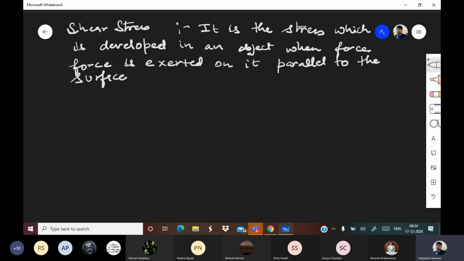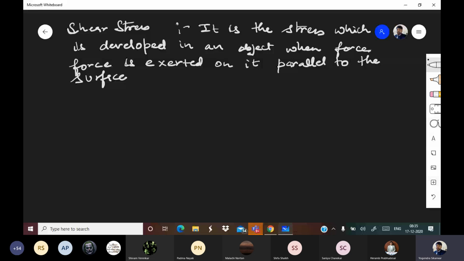Secondly, suppose you need to do ironing on clothes. When you do ironing, how are you exerting force on the cloth? That force is exerted parallel to the cloth, right? So that you can remove those creases. Hello, can you hear me? That kind of stress is basically called shear stress.